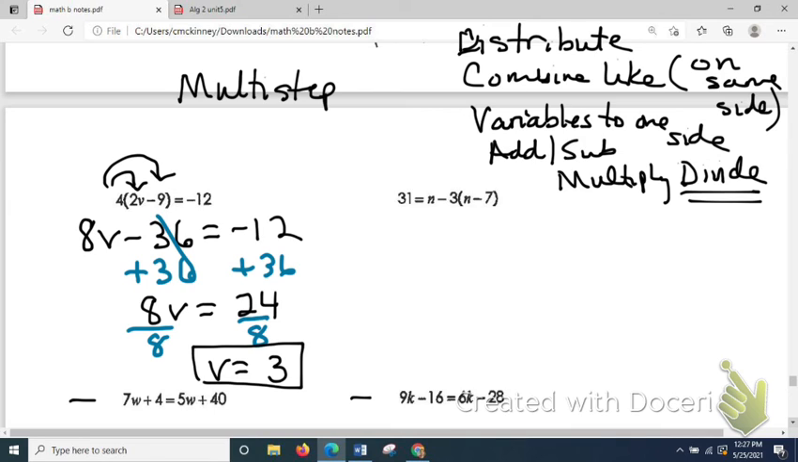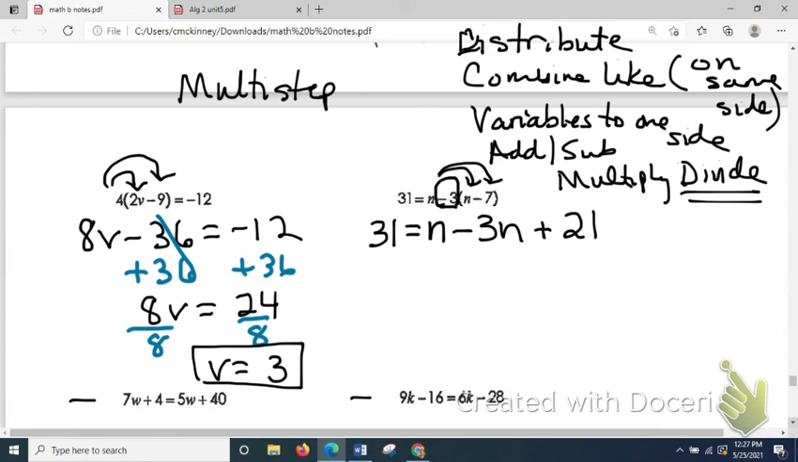So that's going to be our first step in this next one. 31's just going to wait. This n is just going to wait. And then when I distribute this, I want to think of negative 3 times n. So negative 3n. And negative 3 times negative 7 is plus 21. So I took this whole negative 3 times both of these.